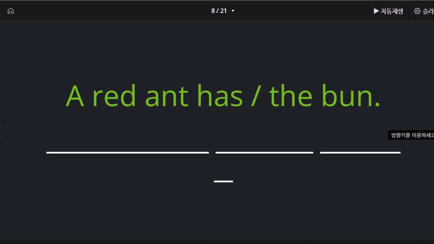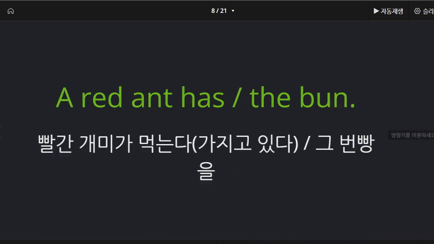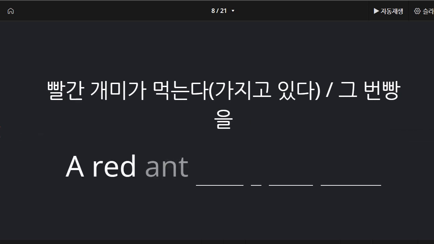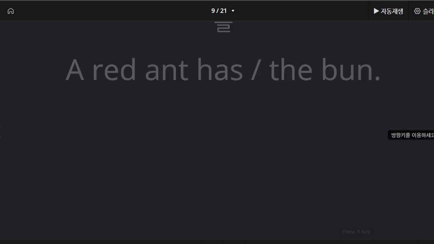A red ant has the bun. 됐어요? 하나의 빨간색 개미가 가지고 있다 그 빵. 오케이, 잘했어요. 그래서 A red ant has the bun.